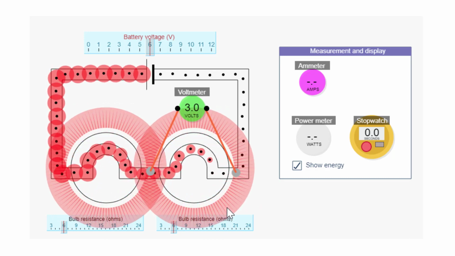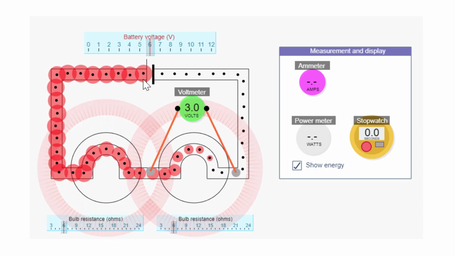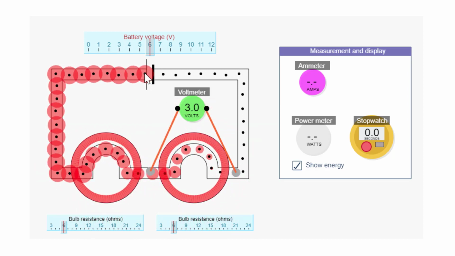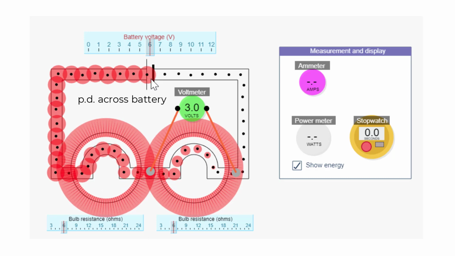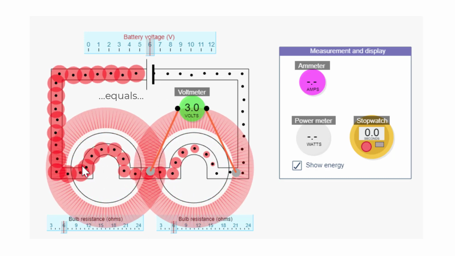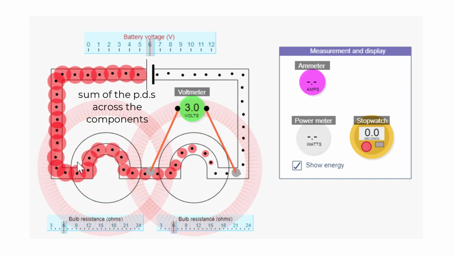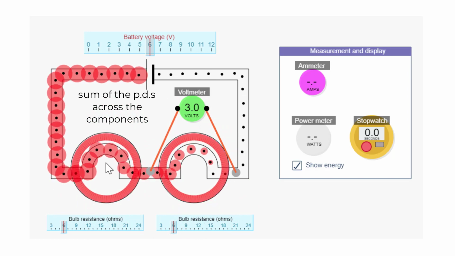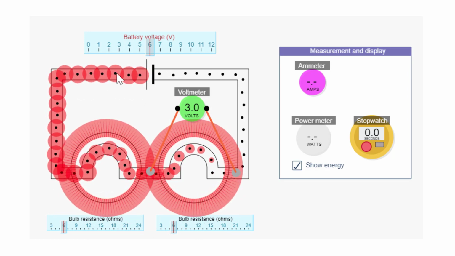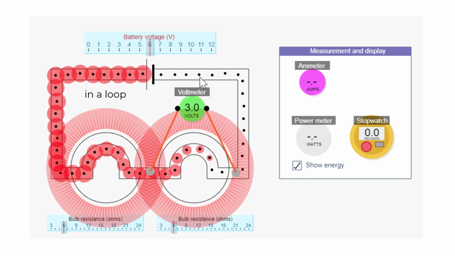So that's a useful rule, that the PD across the battery, which is 6 volts, is equal to the sum, the addition, of the PD across every component that's in a particular loop. We'll call this a loop.